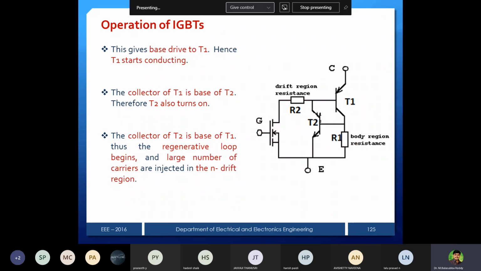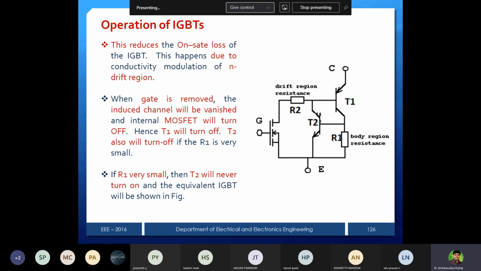Then once T1 starts conducting, what will happen? This will be on. If this is on, this current is nothing but the base current of transistor 2. Then automatically transistor 2 is also turned on. If transistor 2 is on, then that is connected to the base of transistor 1. So a regenerative loop is created, and a large number of carriers are injected into the n- drift region.